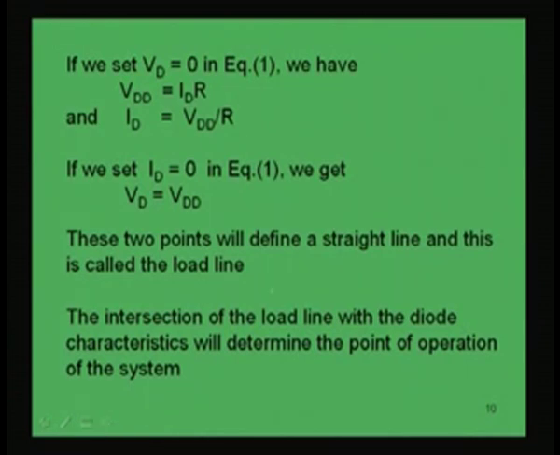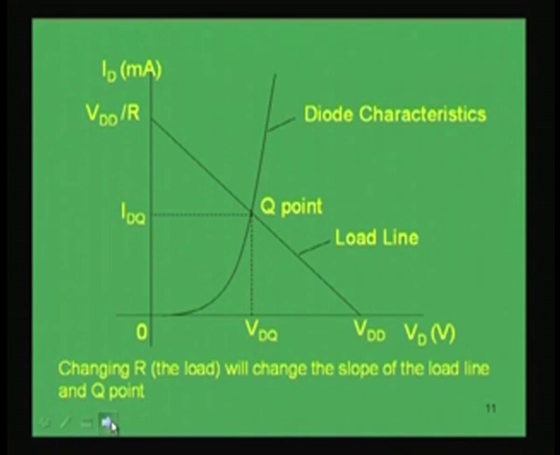Now, these 2 points define a straight line, because to draw a straight line we need only 2 points, and this straight line is called the load line. If we now draw the characteristic curve and superimpose the load line on it, there will be a point of intersection between these two graphs, and that intersecting point will be the point of operation of the system. That means we can find the point of intersection and that point will denote the point of operation for this circuit. So, let us take an example and see.